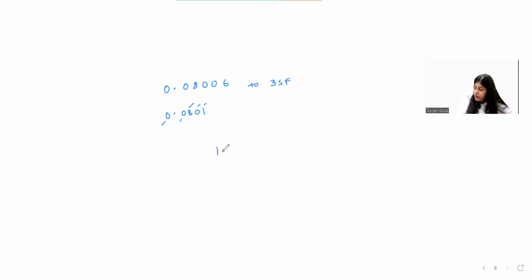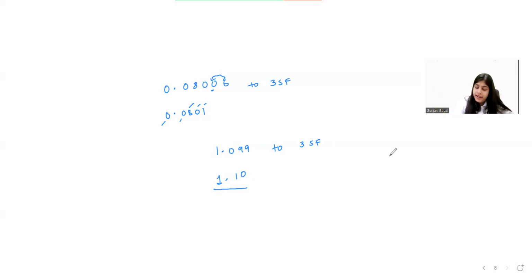Even if I tell you, say, 1.099 to three significant figures, and 0.08006, you can round the 6 off to 1. This 6 can be rounded off to 1, so 0.08006 can be rounded off to 0.0801. Then we have 1.099 to three significant figures. Correct. 1.10. This is the answer to your significant figures.